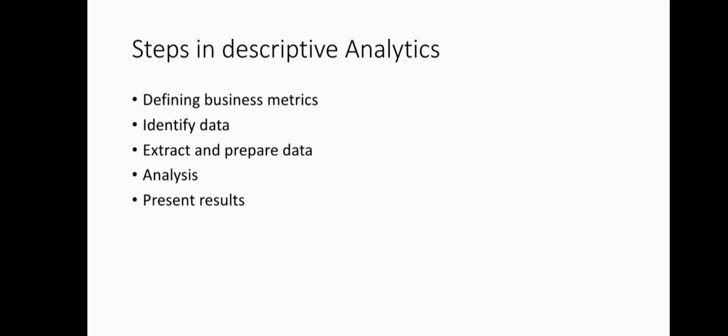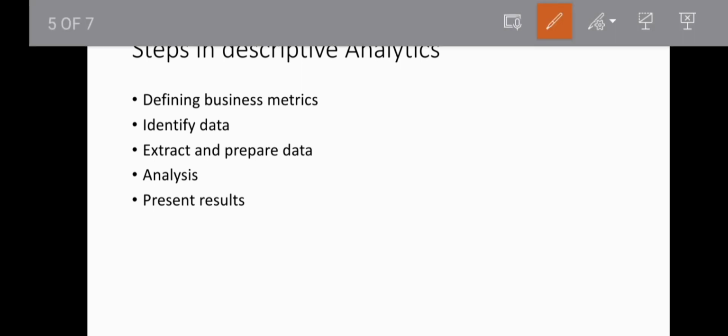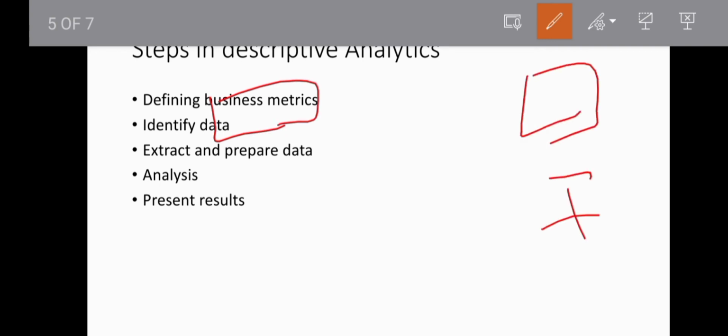Another step after you have stated your business metrics is identification of data that is required. So, locate the data you need to produce the desired metrics. At some companies, the data may be scattered across multiple applications and files. As we have said in the previous slides, you may have different systems and files that can be scattered along the company.